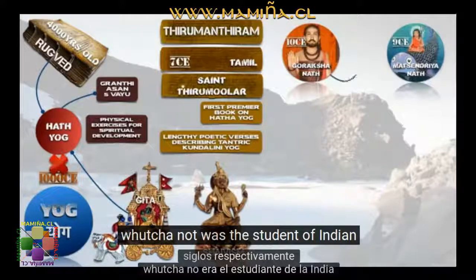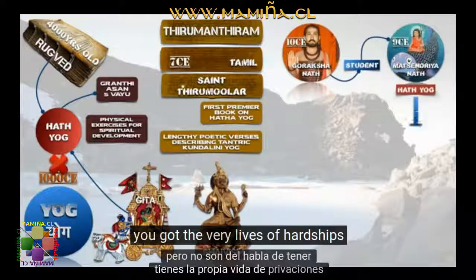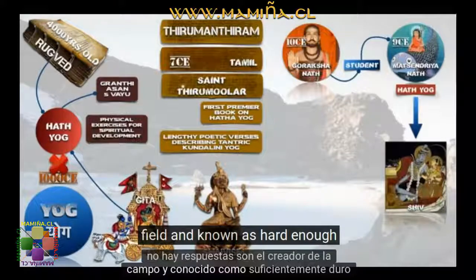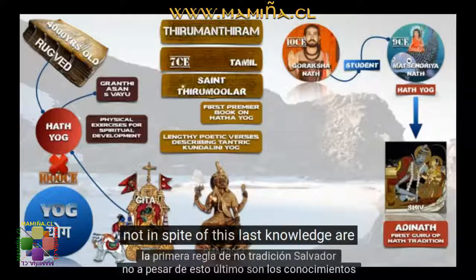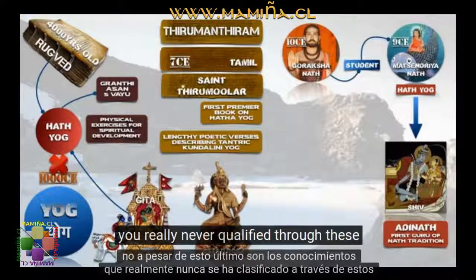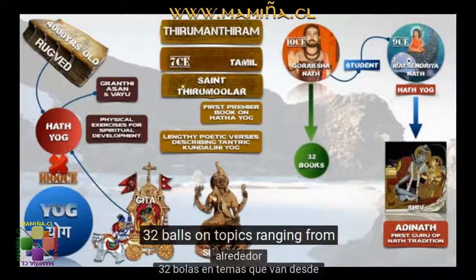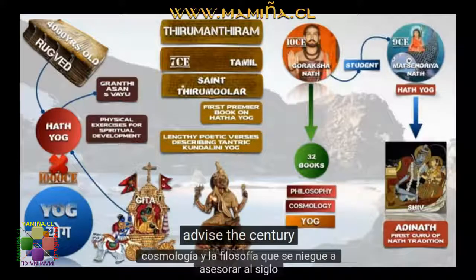Gorakshanath was the student of Matsyendrinath. Matsyendrinath heard the teachings of Hatha Yoga from the very lips of Lord Shiv, who is considered the creator of Hatha Yoga and known as Adinath, the first guru of Nath tradition. Matsyendrinath, in spite of his vast knowledge, arguably never codified a treatise. His student Gorakshanath authored around 32 books on topics ranging from philosophy, cosmology and yoga, of which only a few survived the centuries.